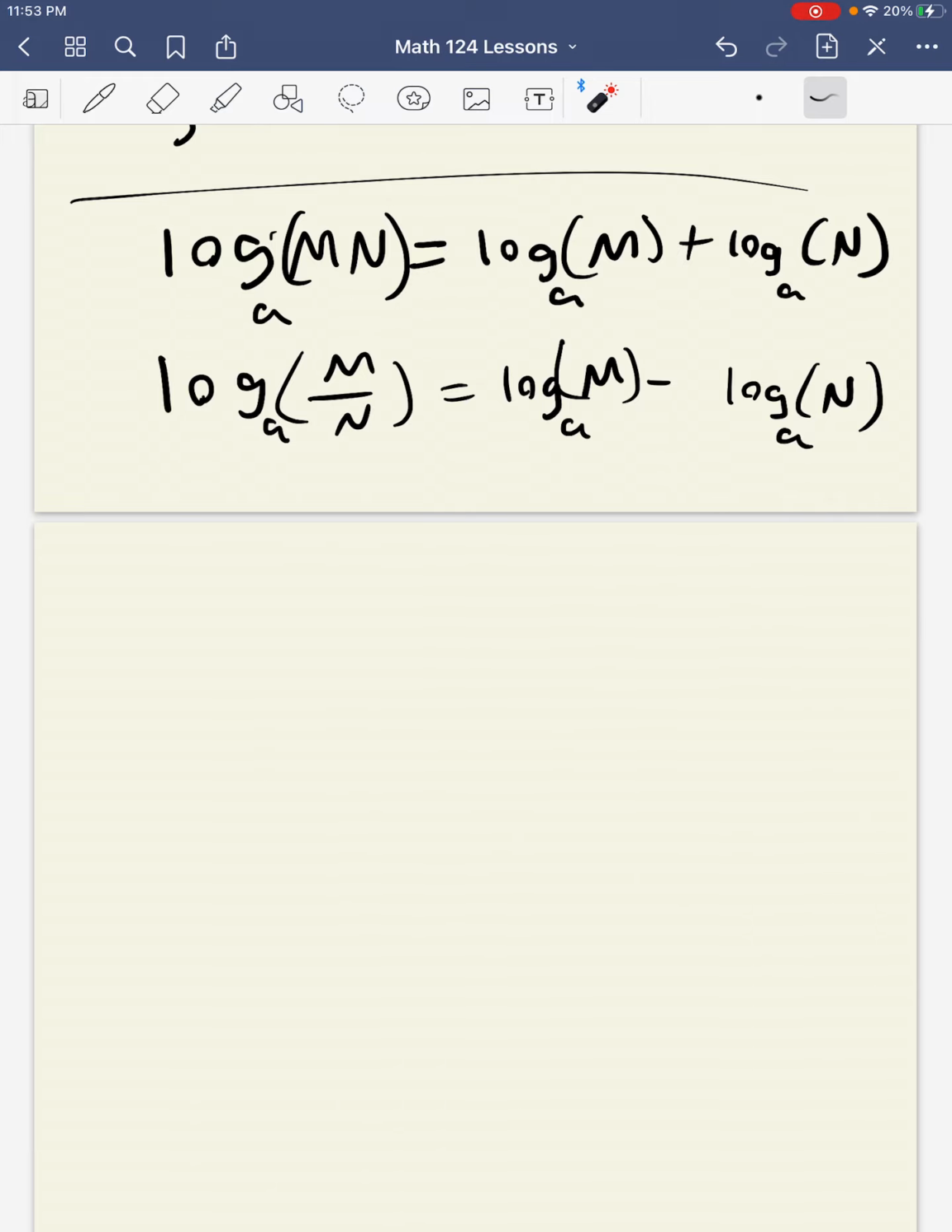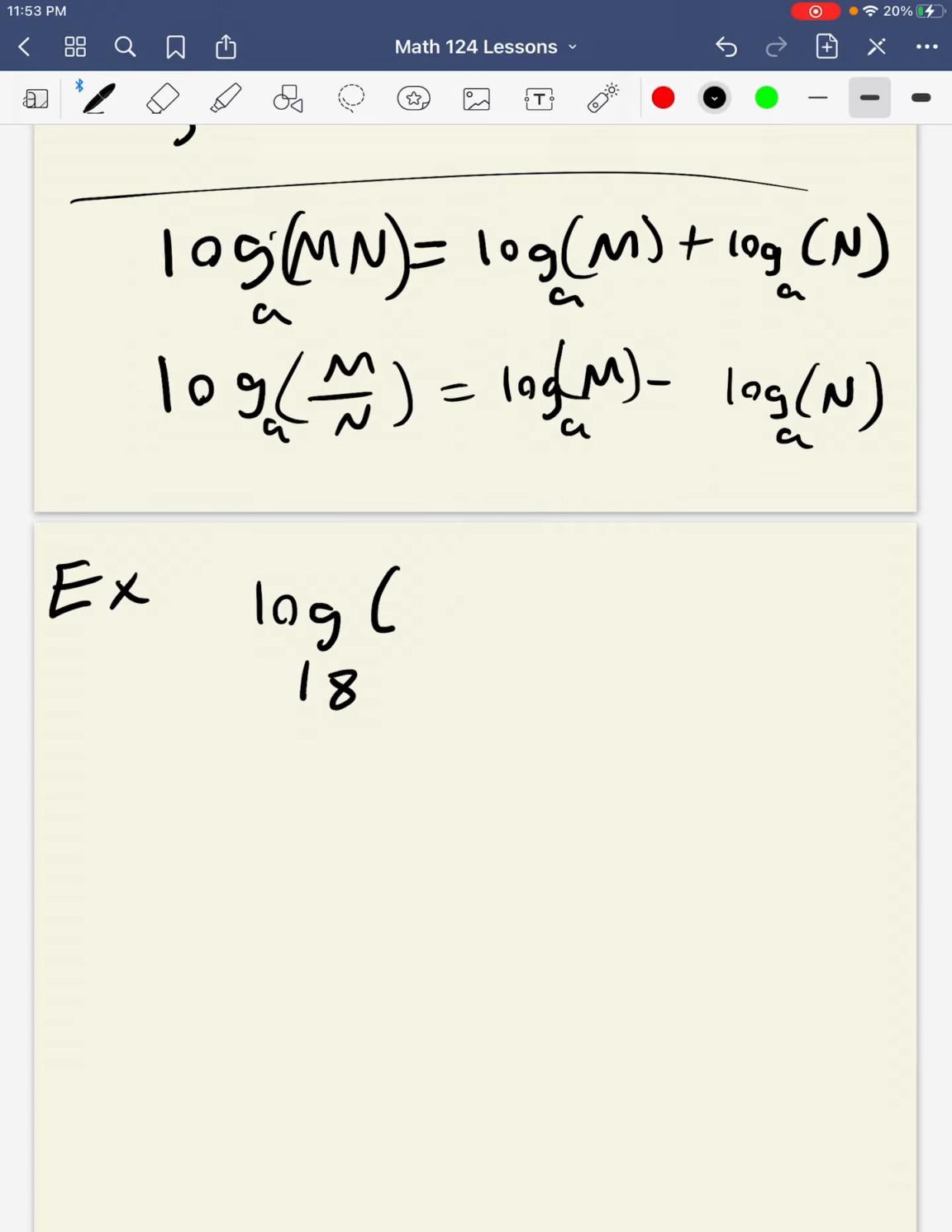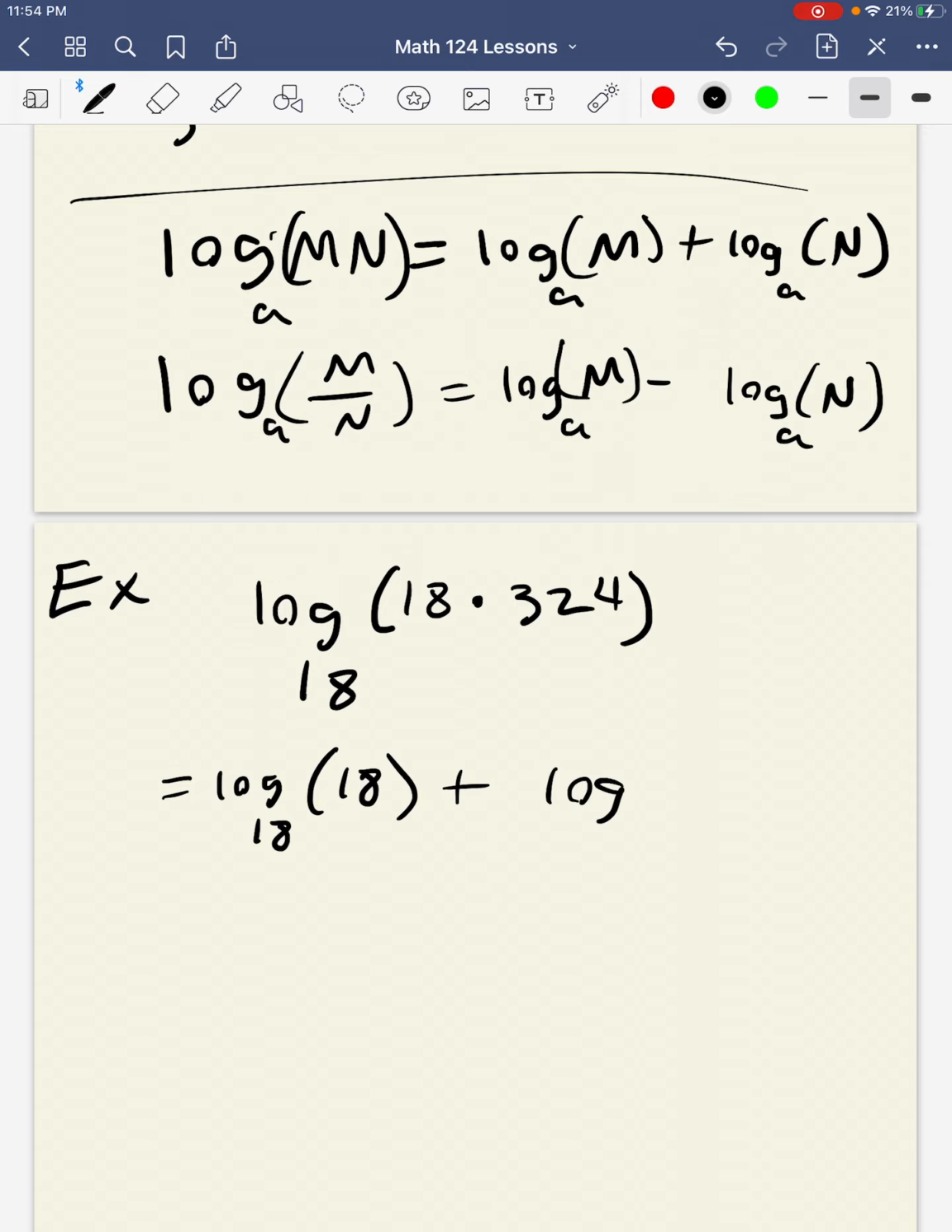Okay, so let's just start with some easy examples, and we'll slowly get more difficult. Let's compute log base 18 of 18 times 324. So luckily this was already broken up as a product. Sometimes you have to factor it yourself. But using the formula, you do log base 18 of the first thing plus log base 18 of the second thing.